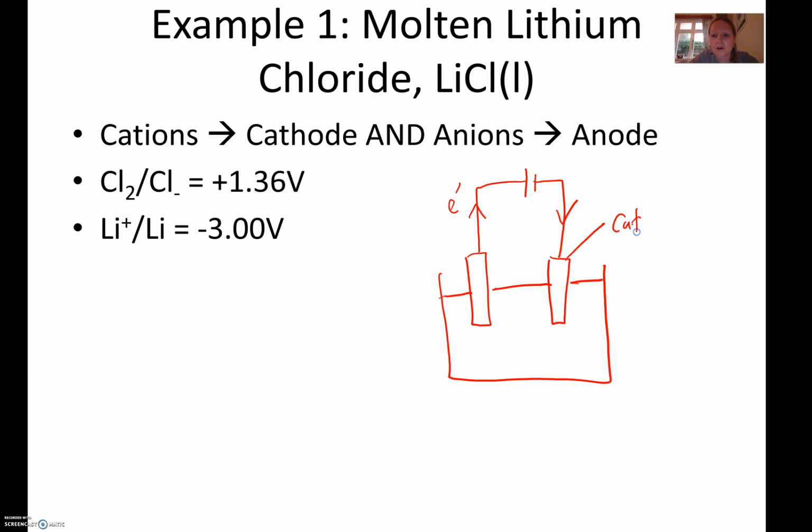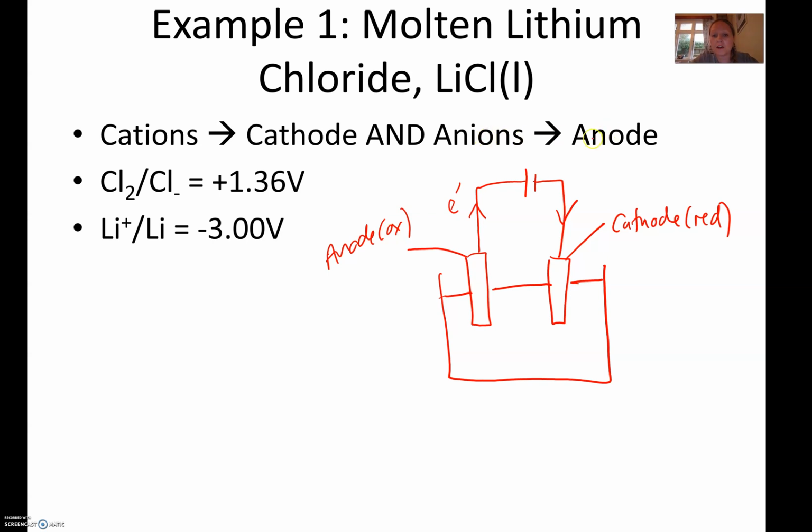This is the cathode on the right. Conventionally, we do the cathode on the right. I always get my students to put cathode and then reduction because that's always something that stays the same. Reduction always happens at the cathode and oxidation always happens at the anode. So this is kind of your template so far that you can always do.